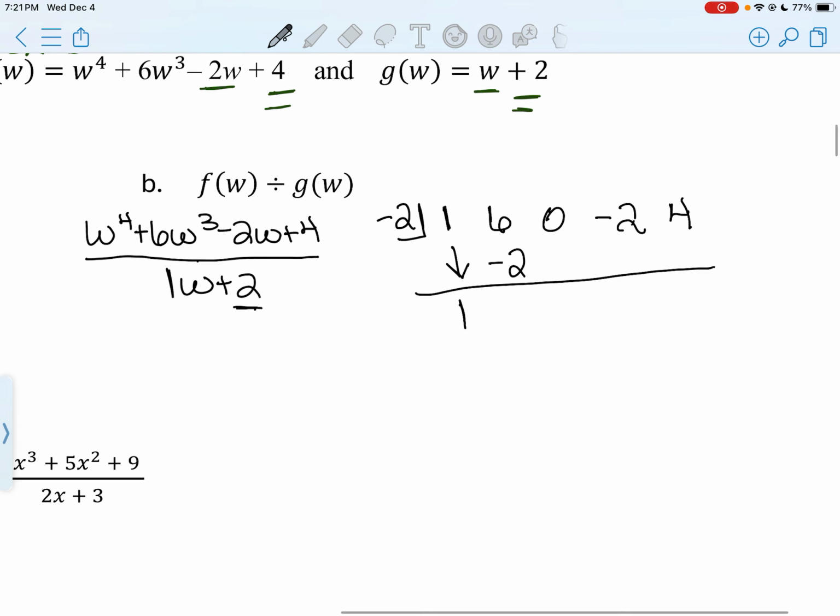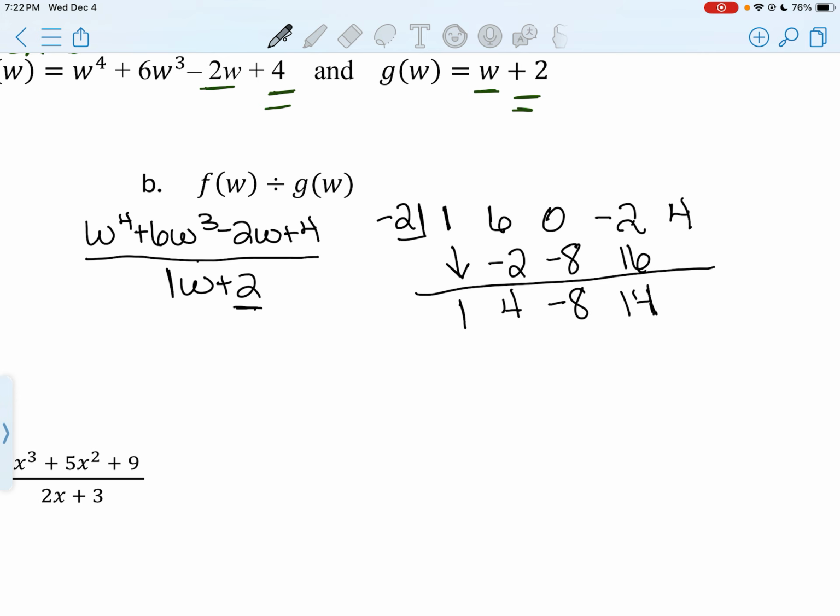What's that? That's 4. Then the process repeats. 4 times negative 2 is a negative 8. Add your columns. Negative 8 times 2 is positive 16. Add your columns.